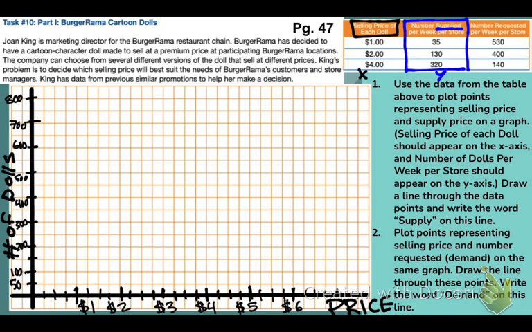Okay, now we have our coordinate plane set up. We have our x's, our price, and our y's are our number of dolls. How do I use the table to graph a line for the number supplied each week?